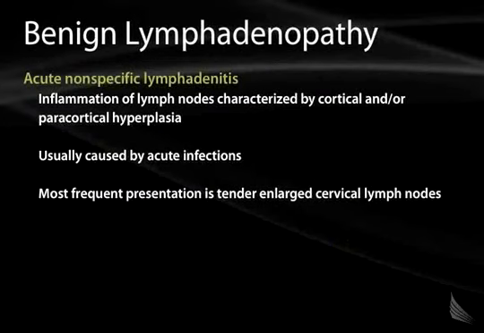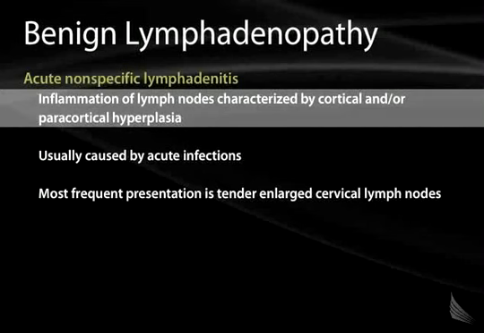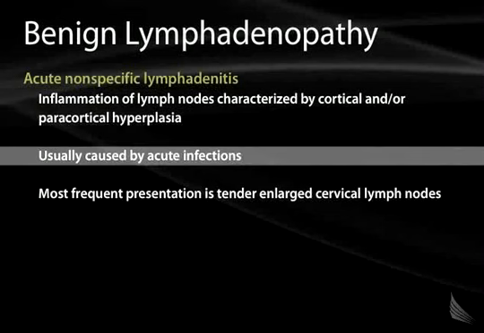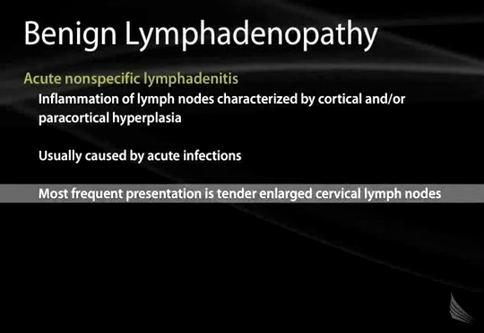To discuss benign lymphadenopathy, it is important to discuss what lymphadenopathy is. It is an inflammation of a lymph node characterized by cortical or paracortical hyperplasia, which is often caused as a reaction to acute infections, sometimes bacterial, sometimes viral. The most frequent presentation is a tender, enlarged cervical lymph node in the setting of suppurative or bacterial pharyngitis.